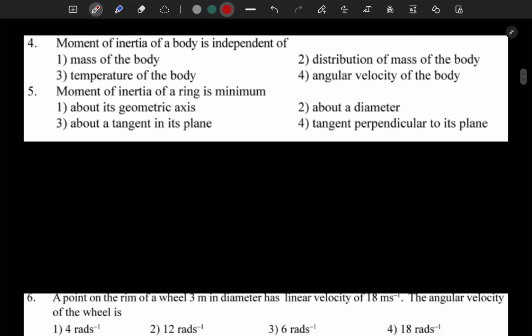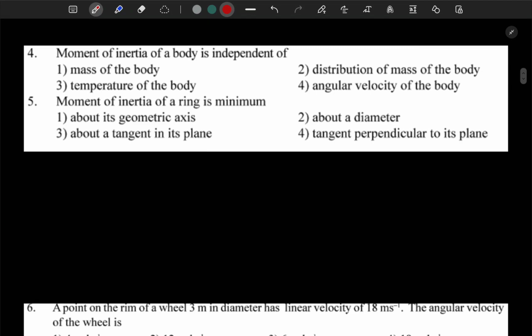Let's move on to question number 4, and we can do 4 and 5 together here. Moment of inertia of a body depends on... Let's write the formula for moment of inertia of any random body, a ring or disc you can take. It is mr square for a ring about the natural axis.